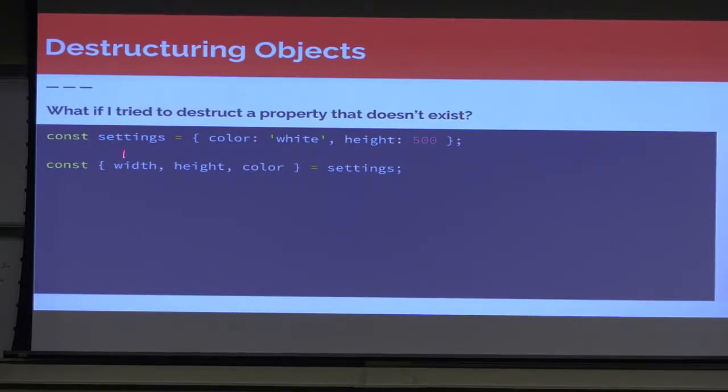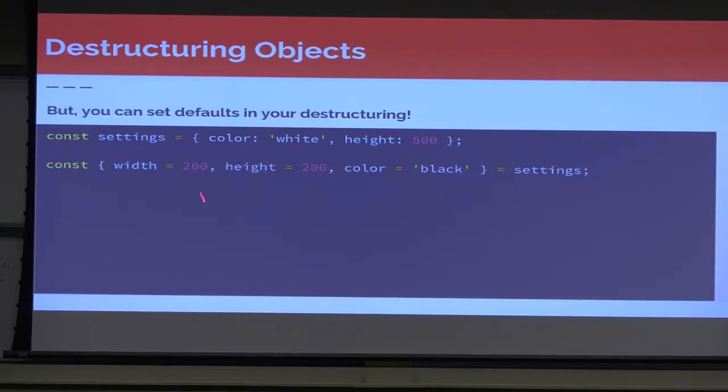So what if I try to destructure a property that doesn't exist yet? Here, an example would be you have a settings object, and we have a color property and a height property. And we're trying to destructure that into width, height, and color, but we don't have any width property here. So what would that do? That's going to give us an undefined, and that's absolutely fine if that's what you're looking for. But another thing you could do, very similar to the default arguments in a function, you can actually set defaults in your destructuring even. And this cleans up your code so much.